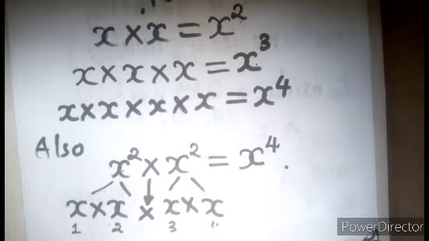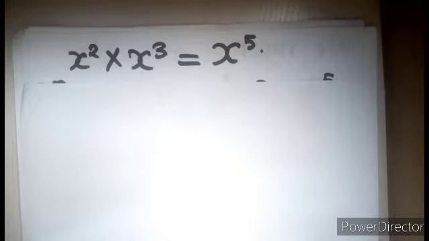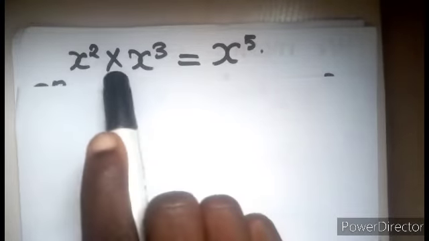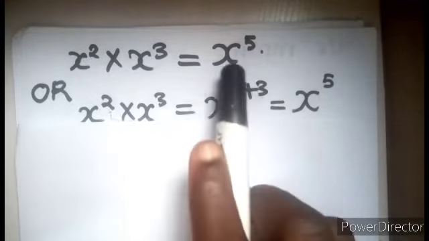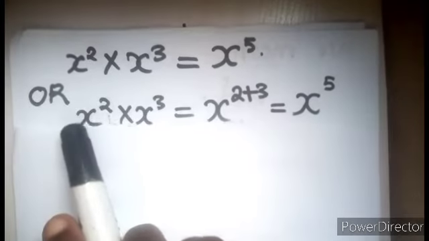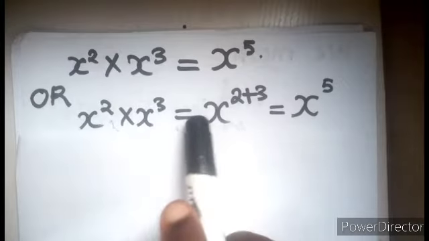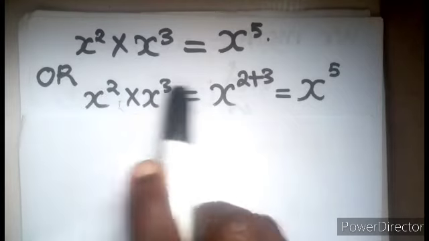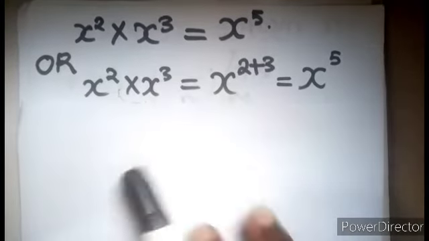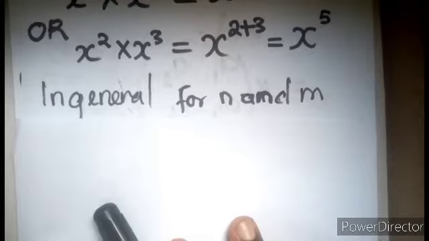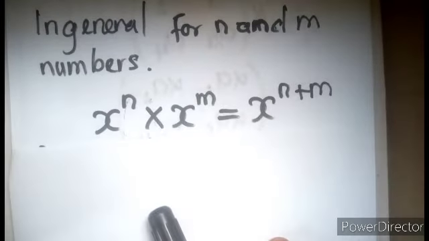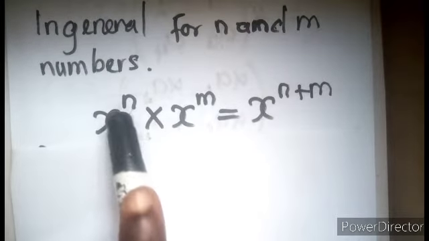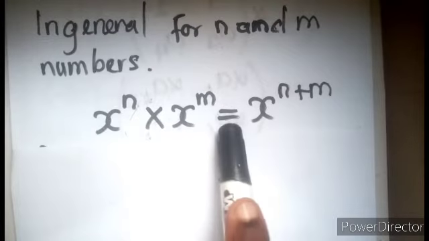Now you see, if we do the same for x squared times x cubed, which is equal to x to the power 5, why is it x to the power 5? The logic is x squared times x cubed is the same thing as x raised to the power of 2 plus 3, and that clearly is x to the power 5. Now in general, if n and m are integers, that is numbers, we can have this main fact: x to the power n times x to the power m is equal to x to the power n plus m.